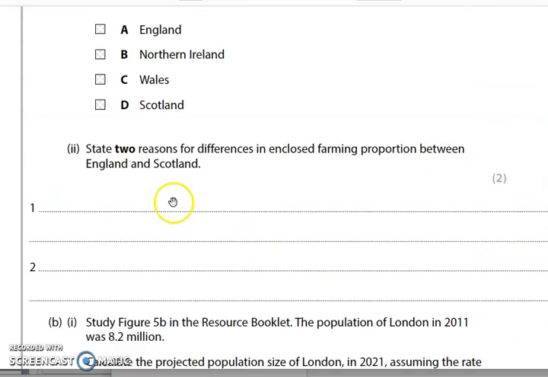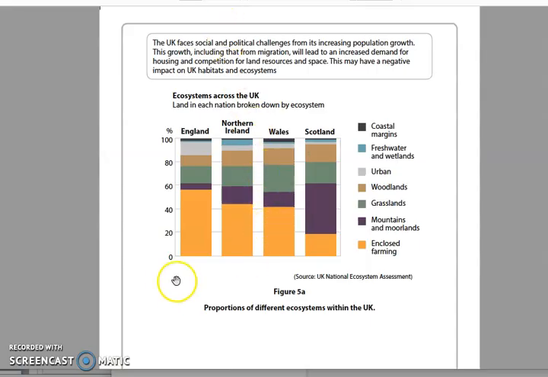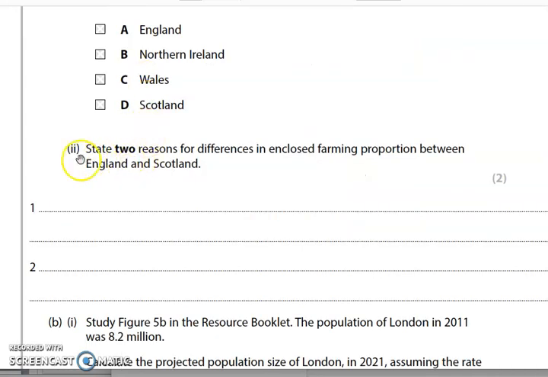Now the next question, state 2 reasons for differences in enclosed farming proportion between England and Scotland. So first of all we need to have a look, what is the difference? Well, we can see that in England it's well over 50%, in Scotland it's below 20%. So we've got to state. State just means give basic facts. You don't need to develop these in too much great detail. So what are the reasons for these differences?